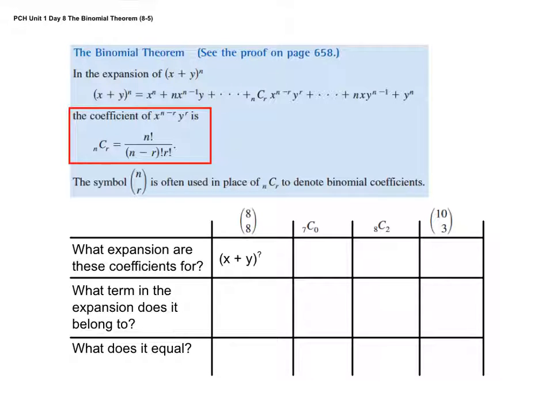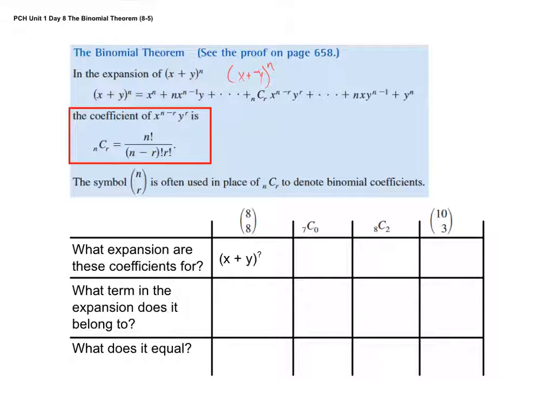Okay? What if you have a subtraction instead of addition? If you have subtraction, you would treat it as though it were x plus a negative y to the n. So you would just keep that negative with that second term. Okay, good question.